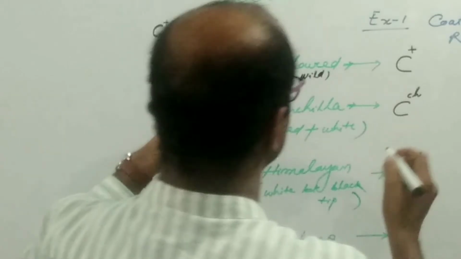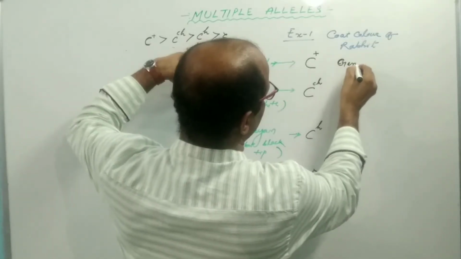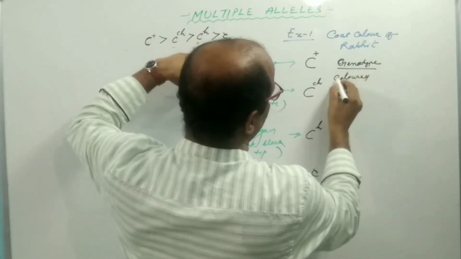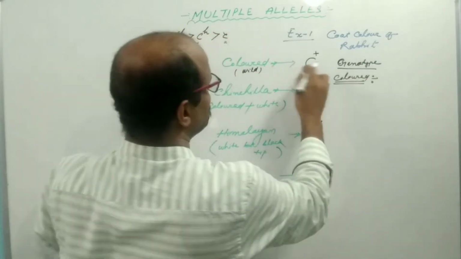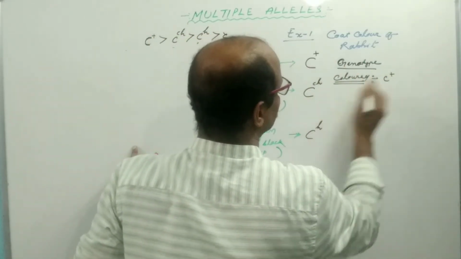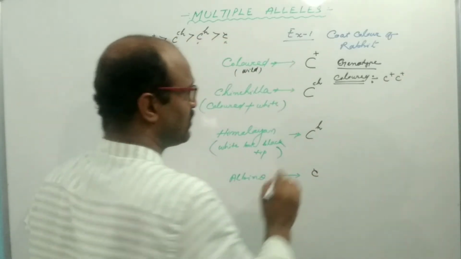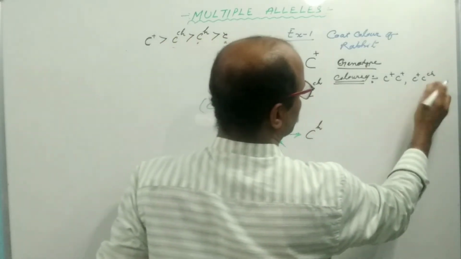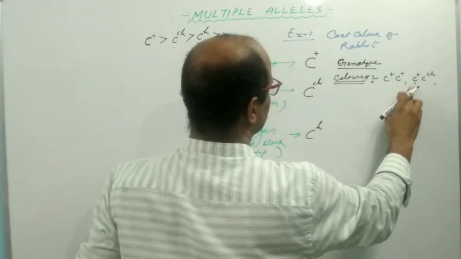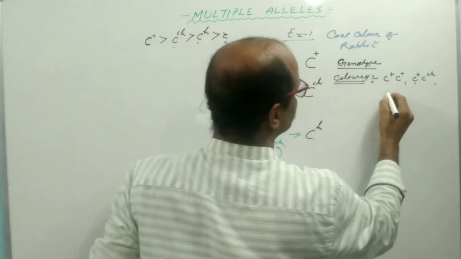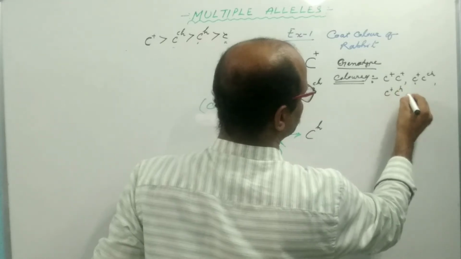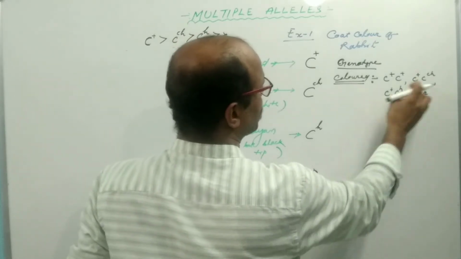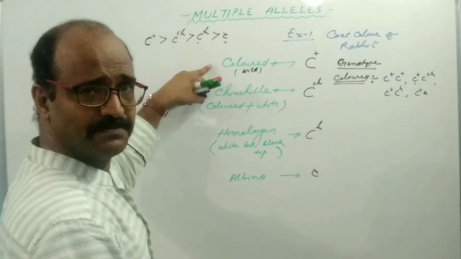So now come to the genotype. Suppose this is the genotype of colored variety. C plus C plus, this is the homozygous condition, it is one possible. C plus and c^ch, it is one possible here because it is dominant, that's why it may be colored. C plus c^h, it is another possible. C plus and small c. So 4 genotypes may be possible in the colored variety.